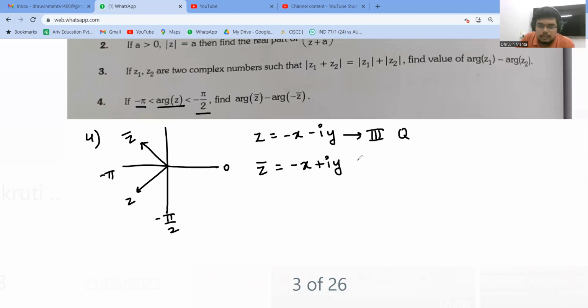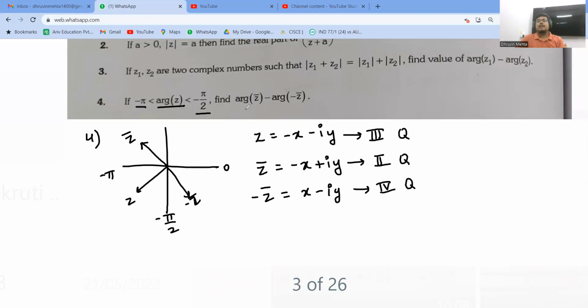So we figured out that z bar is in the second quadrant. And minus of z bar will become x minus iy, which is going to be in the fourth quadrant. So in the fourth quadrant, this is minus of z bar. Now, when we say argument z bar, what does that mean? That means the angle which this z bar is making with the positive x axis, this angle.